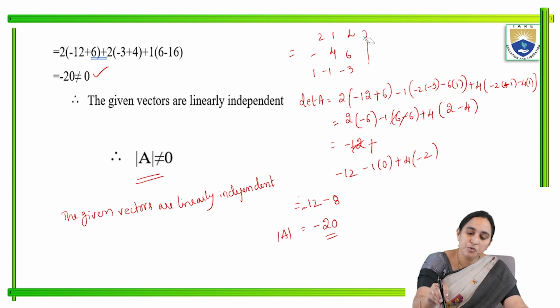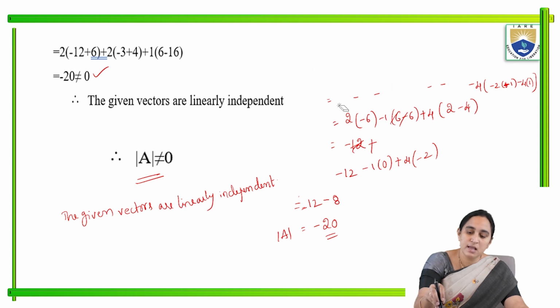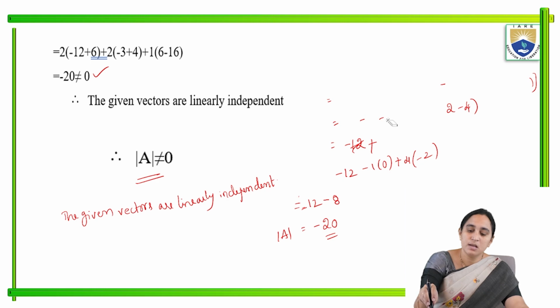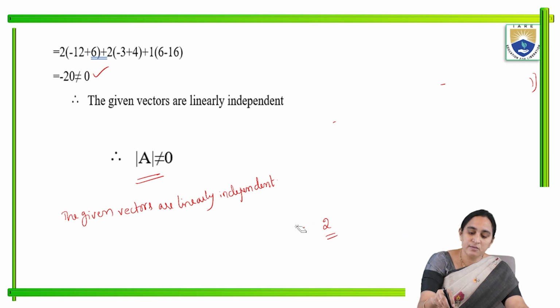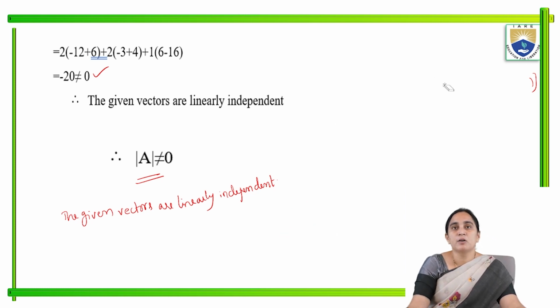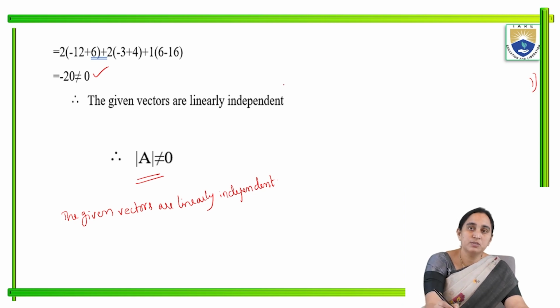For the same concept, the alternative method is: if rank of A is less than n, then the given vectors are linearly dependent. If rank of A is equal to n, then the given vectors are linearly independent. For the same concept I am using the alternative method.